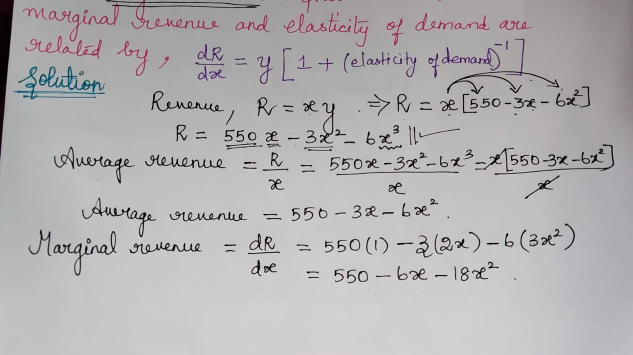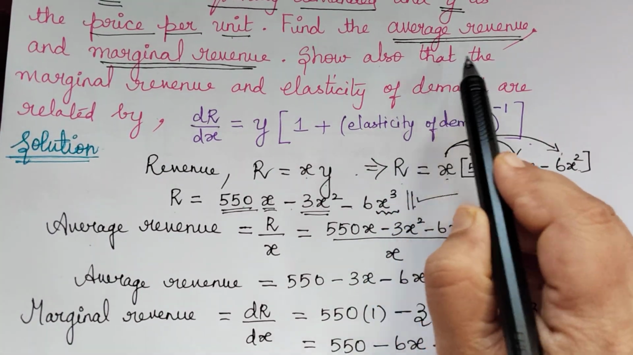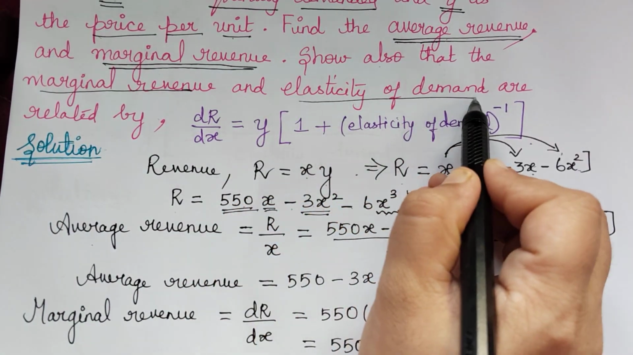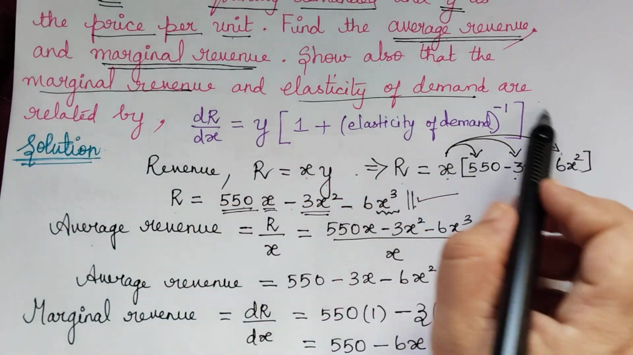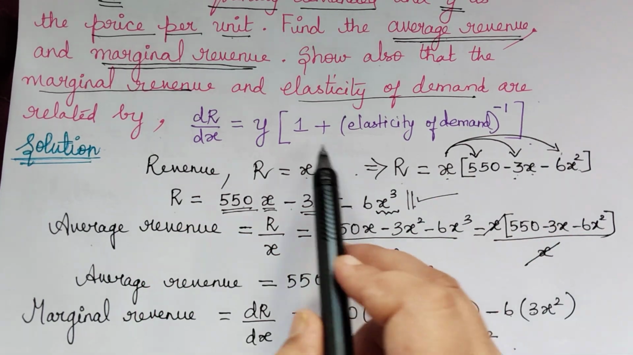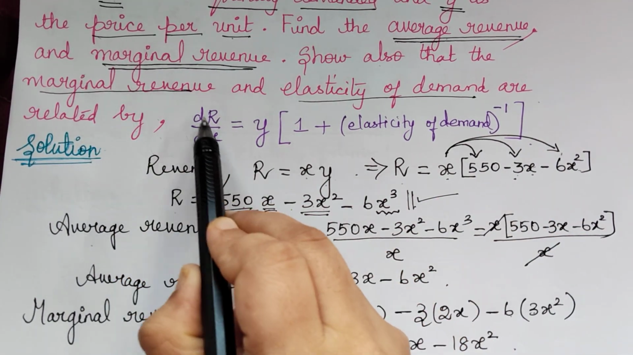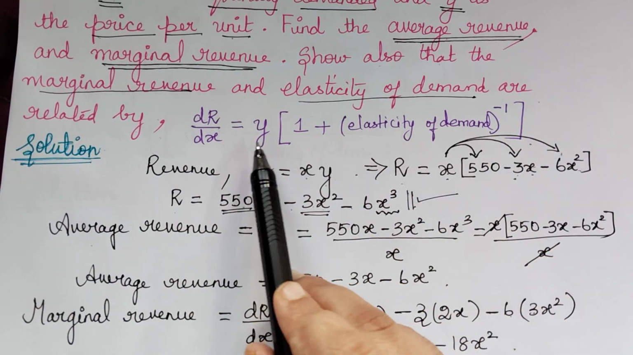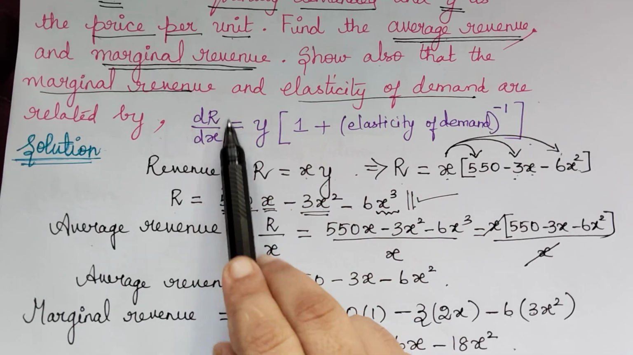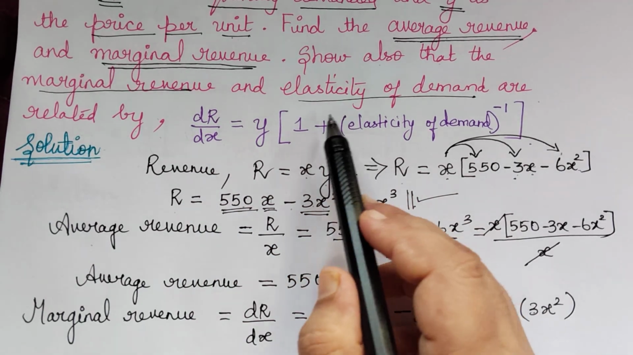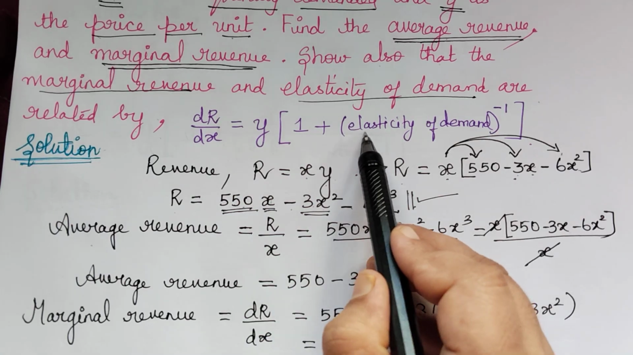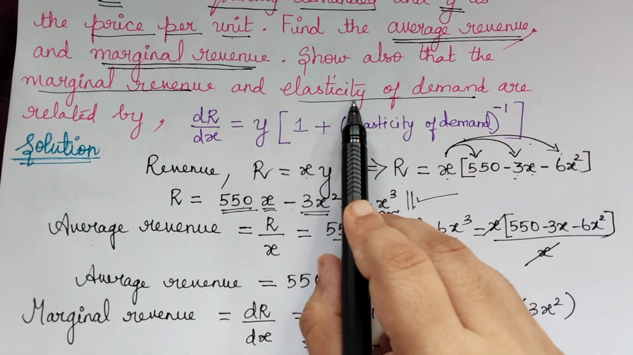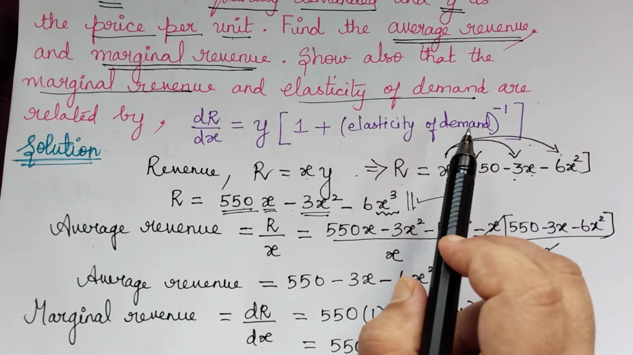So the next is we have to show also that the marginal revenue which we found just now and the elasticity of demand are related by this relation. In order to prove this relation, the left hand side is the marginal revenue which we have found just now. And the right hand side let us take and find, and we shall prove that it is equal to the marginal revenue which we have found here. So in order to find the right hand side, first we have to find the elasticity of demand, so that after finding that we can substitute in the right hand side.